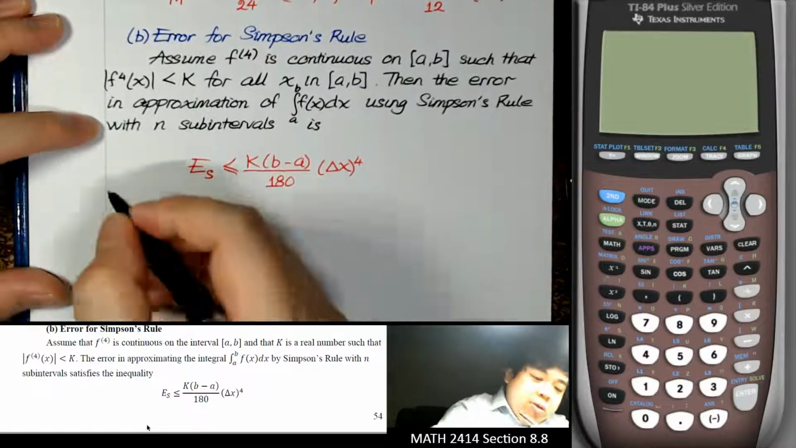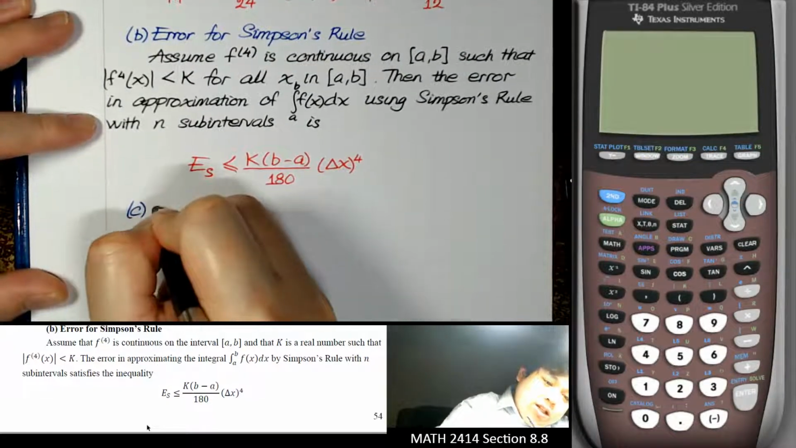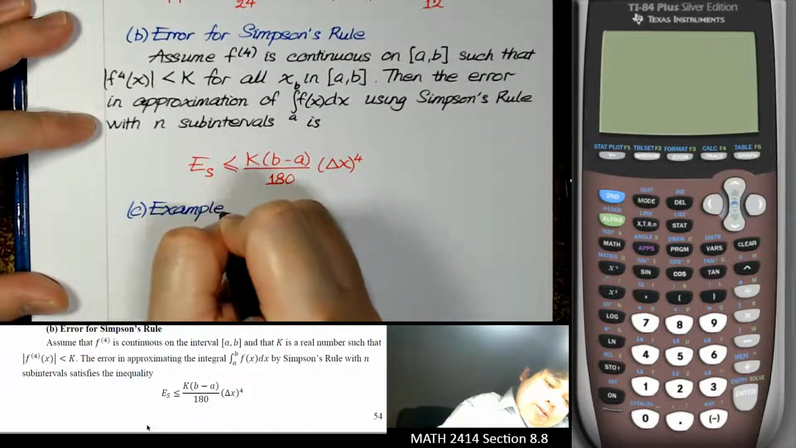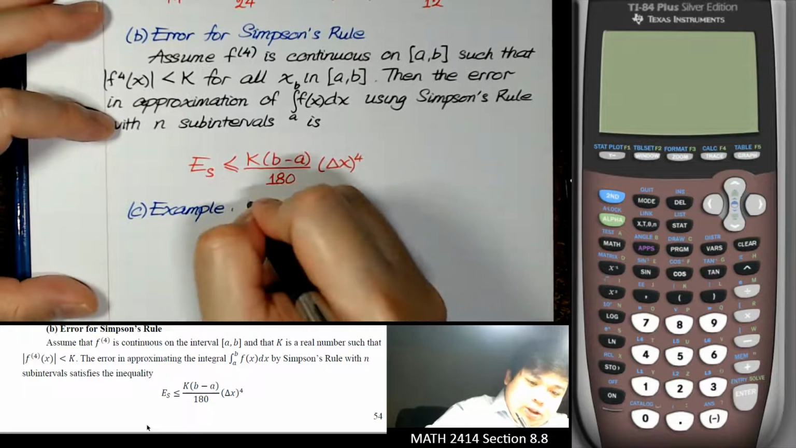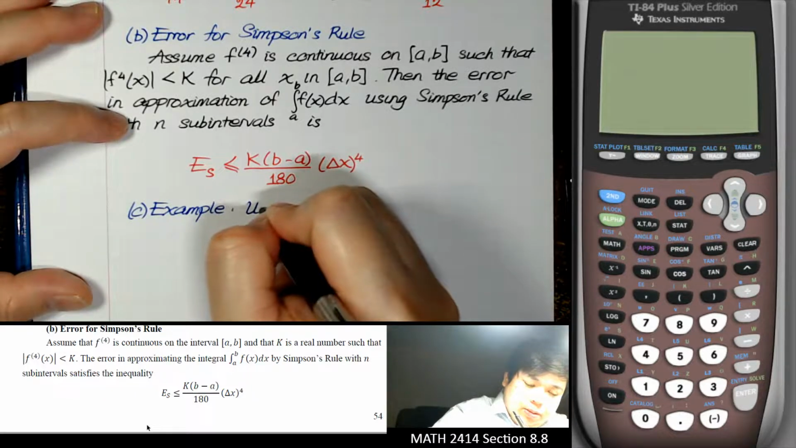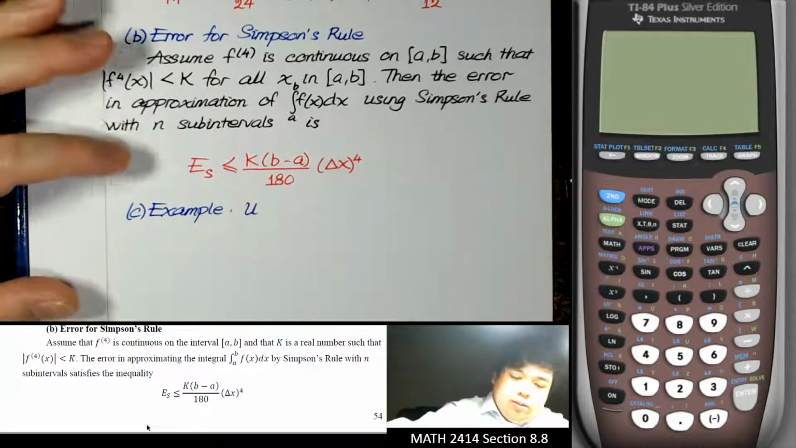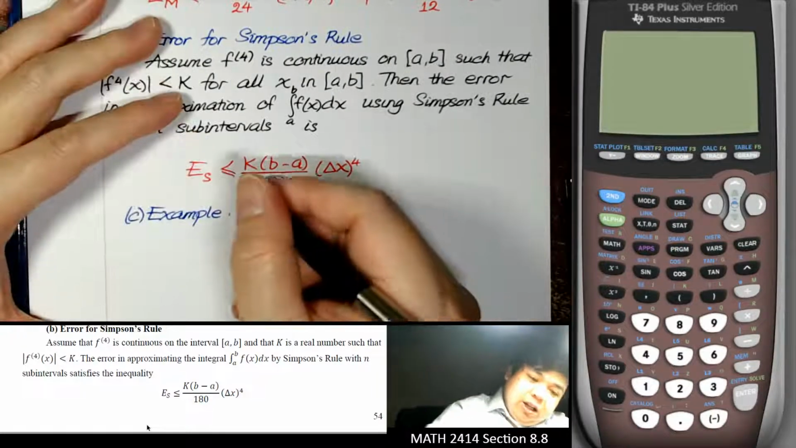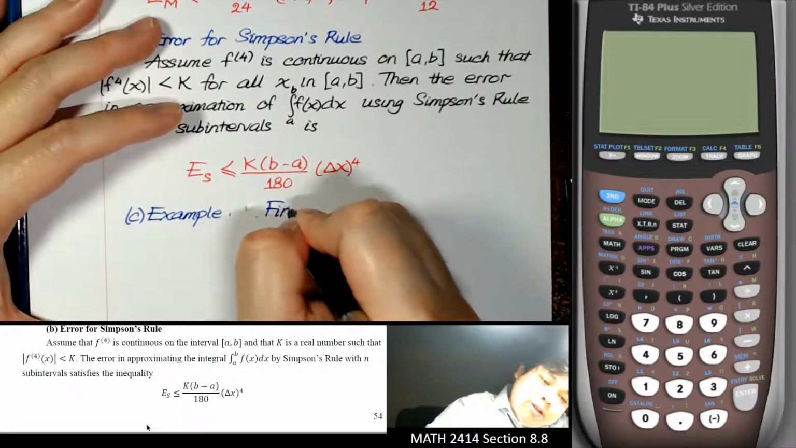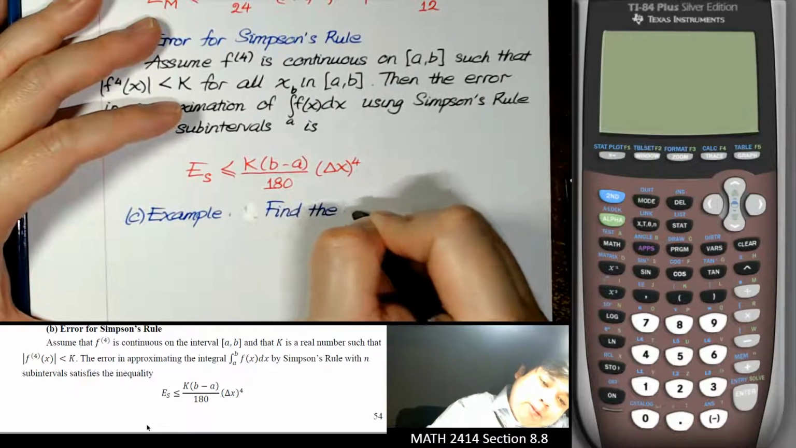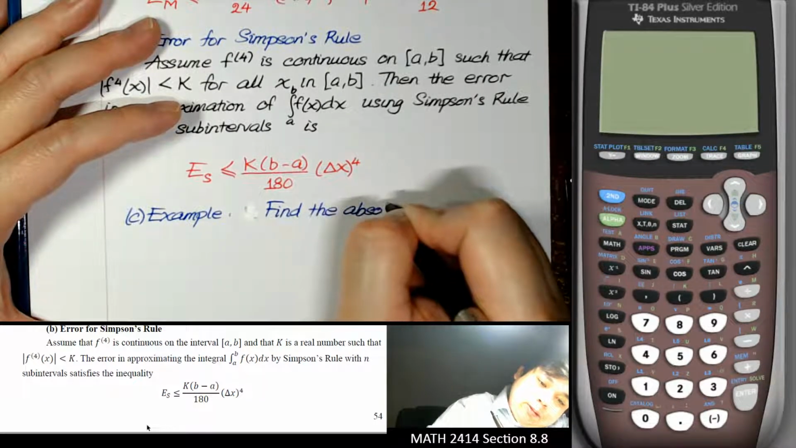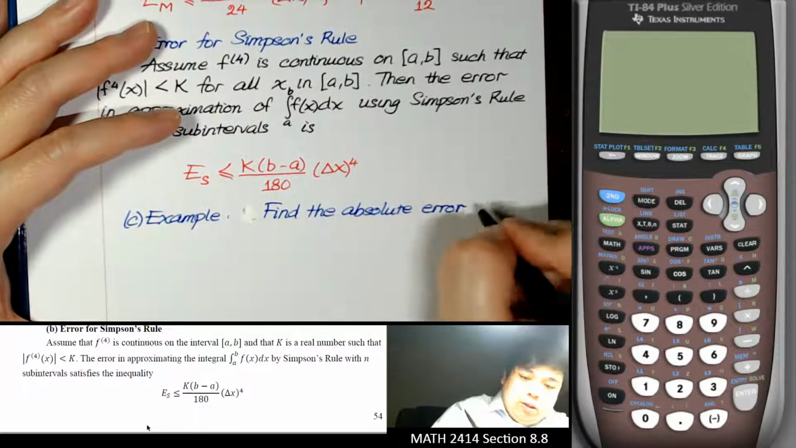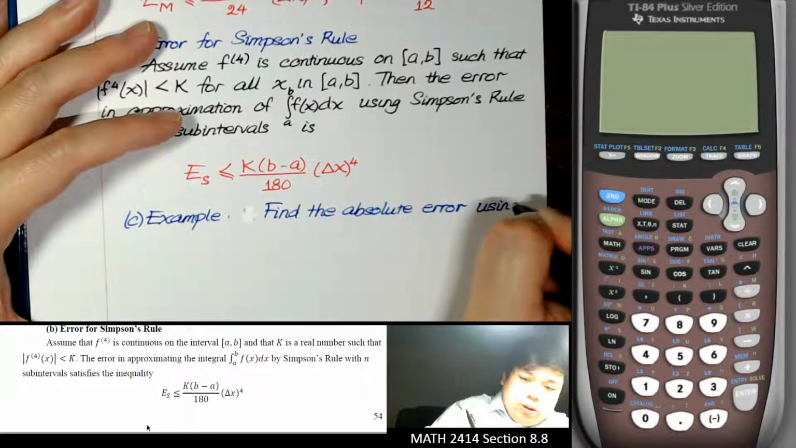I think we look at one example and see how it works. Example. Now we just find the error. Don't need to find the values. Find the absolute error using Simpson's rule.